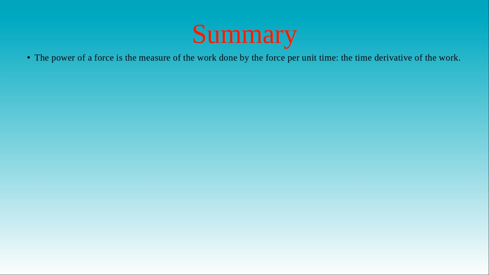In order to characterize the time rate of doing work, we define the power of a force doing work. For a constant force, power is the measure of the work done per unit time. In the general case, power is defined as the derivative of the work done by a force with respect to the time. By applying these definitions, we expressed power as the product of the force doing the work and the velocity of the point mass accelerated by the force.